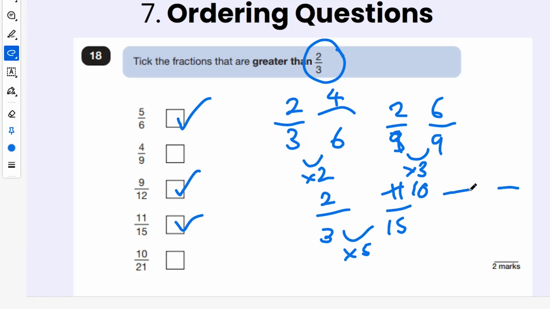And finally, 2/3. How do we get to 21? We times by 7. So 2 times 7 is 14. So 2/3 is 14/21, and that's bigger than that. So the three that were greater were 5/6, 9/12, and 11/15. Quite a lot of working out there, but we are awarded 2 marks if we get all of those correct. I would imagine that if we got 2 out of the 3, we'd get 1 mark.